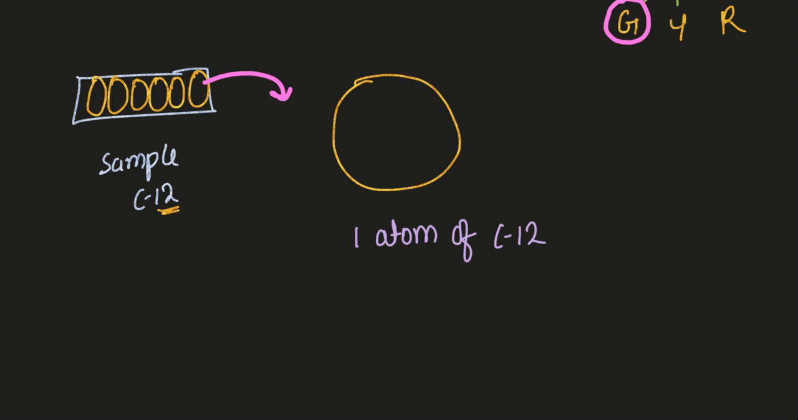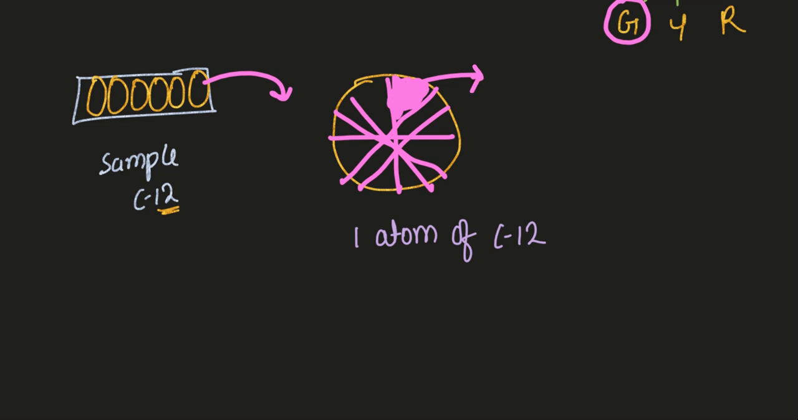Now I am going to divide this one atom into 12 parts. I break the atom down into 12 parts. Can I call this one part? So this is one out of 12 parts. Now its mass is nothing but AMU. So what is the meaning of AMU? 1/12th of the mass of one atom of C12.